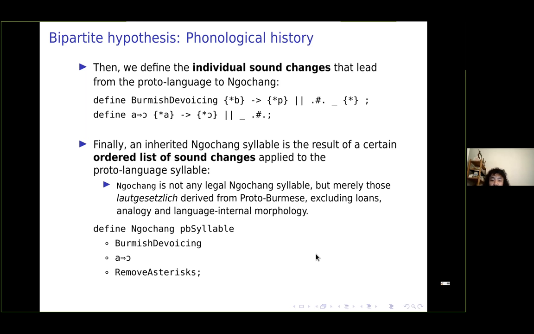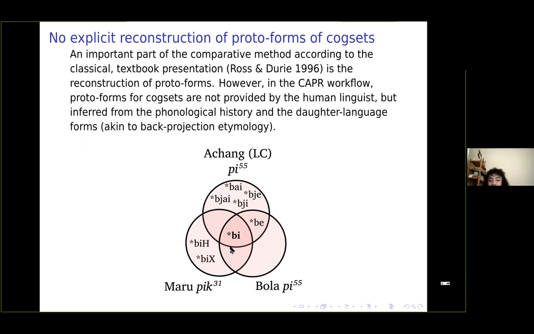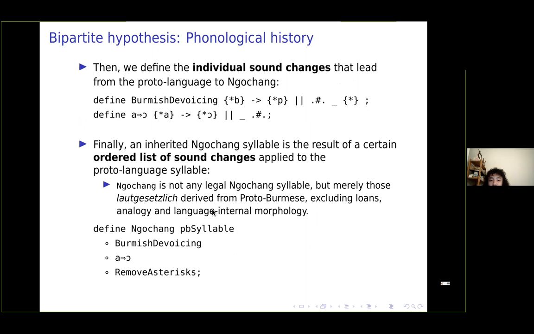So how do you define it? Well, you take the actual proto-syllable, you take the proto-phonotactics, and you apply the sound changes one by one on its surface. You apply the devoicing, then you apply R to O. And so here you get essentially an ordered list of sound changes applied to the proto-language syllable.